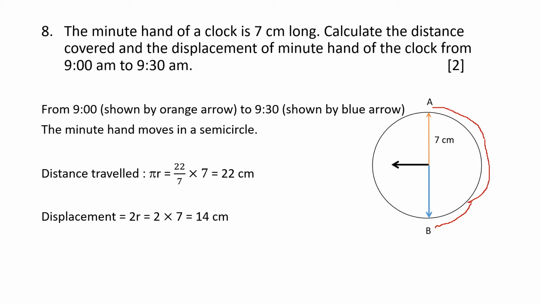Now what was the initial position? The initial position at 9 o'clock was A, the minute hand was at A. At 9:30, the minute hand is at B. So the shortest distance between A and B is the diameter. The diameter is 2r. The r is 7, that is the length of the minute hand. So 2 into 7 equal to 14 centimeter. So the distance traveled from A to B is 22 centimeter because you are following a semicircular path, and the displacement is 14 centimeter. I have given this sum, and remember this is not linear, this is circular motion.